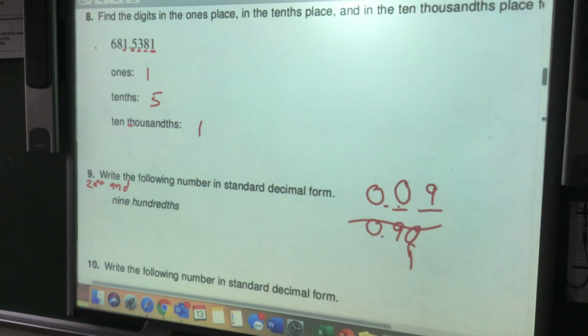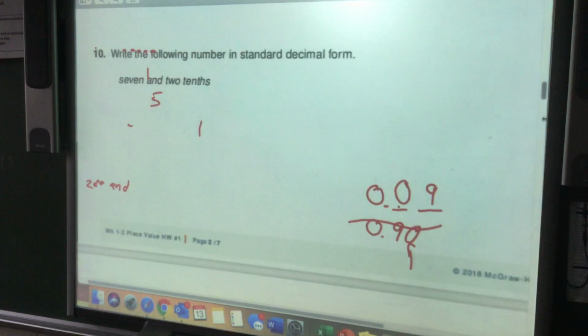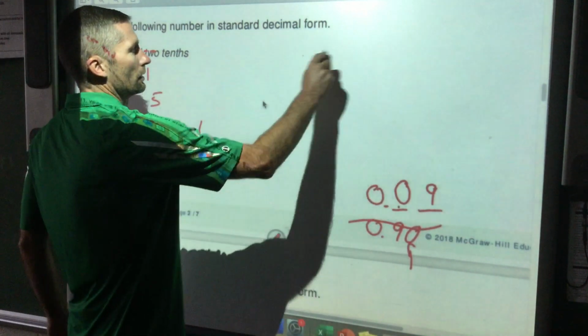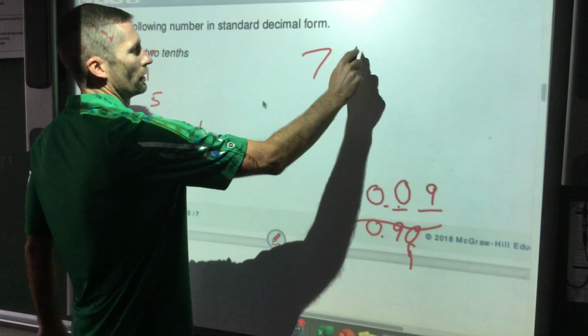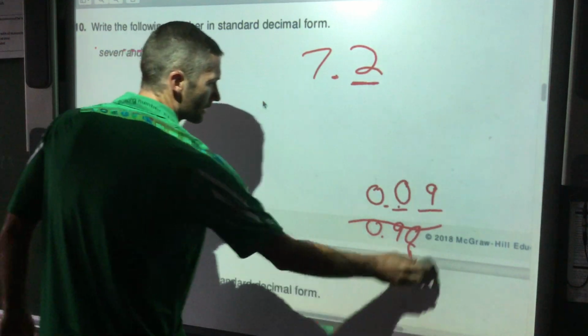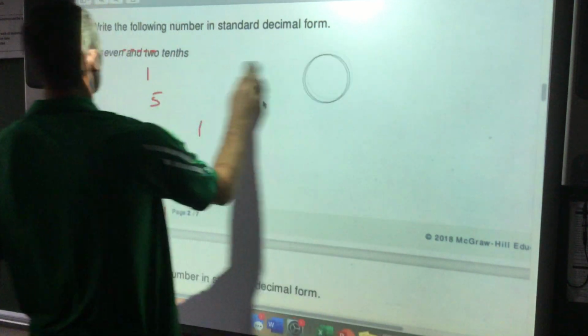Okay, halfway done almost. Write the following number in standard decimal form. Similar problem. 7 and 2/10. So we have 7, then we heard the word and, 2 has to go in the tenths place. 7 and 2/10. Looks like that.